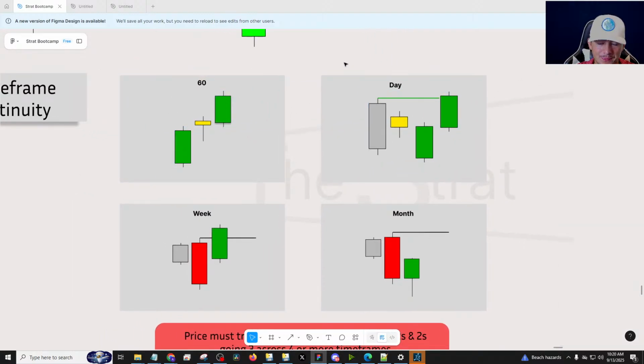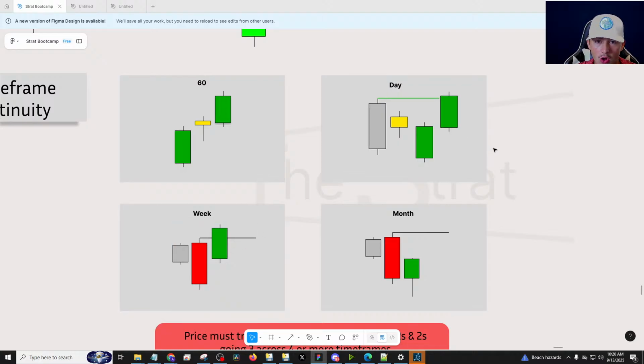So what's happening? It's going up right now on the 60 minute. It's going up today. It's going up this week. And it's attempting to go 3 to the upside this month. So the month is rejecting the downside. The rest of these are trending to the upside. So what does that tell us?